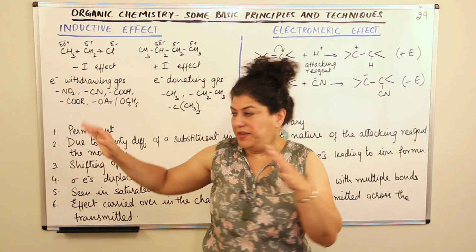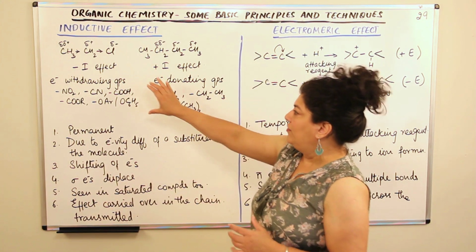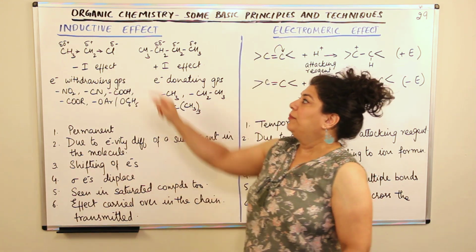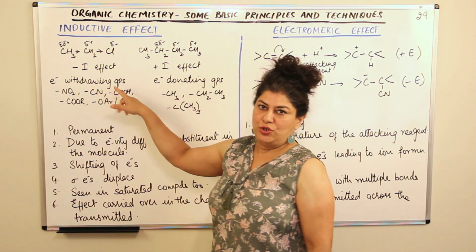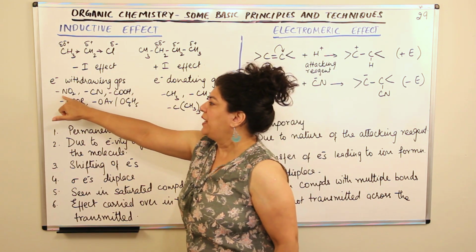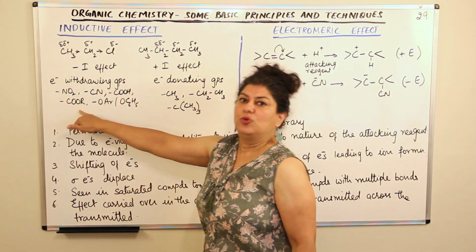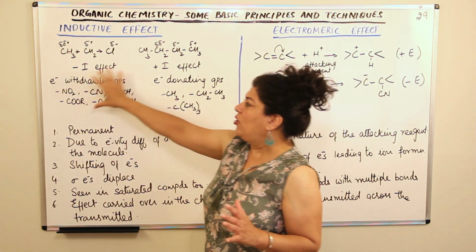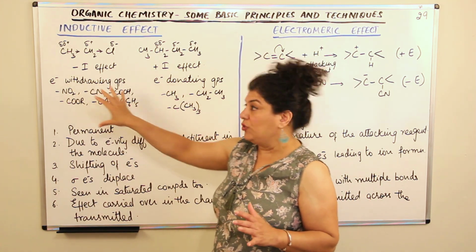Now let us come to reading the differences, and one more point here. Minus I effect is shown by all those groups which are electron withdrawing, and examples of electron withdrawing groups are NO2, CN, COOH, COR, OAr, or OC6H5. These are all examples of electron withdrawing groups.